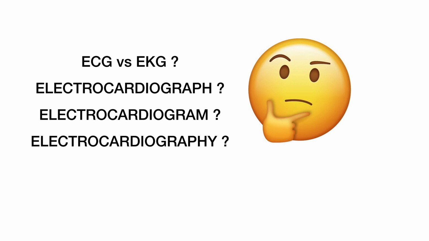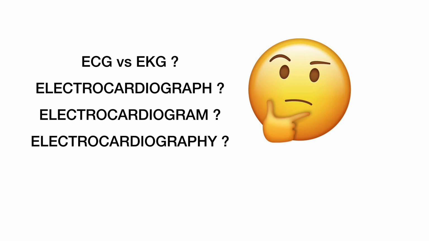There is no difference between ECG and EKG. Yes, it's just a spelling difference. ECG is an English word, whereas EKG is a German word. Electrocardiograph: it is a machine that records electrical activity of heart.